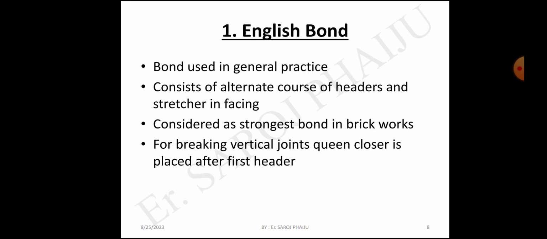English bond used in general practice consists of alternate courses of headers and stretchers in facing. It is considered the strongest bond in brickwork. For breaking perpend joints, a queen closer is placed after the first header.